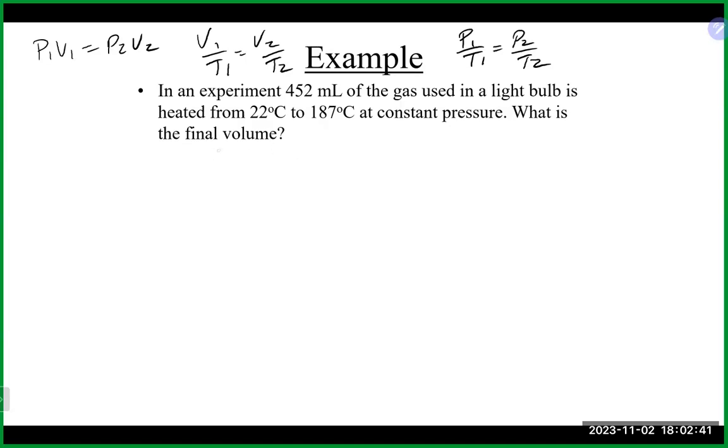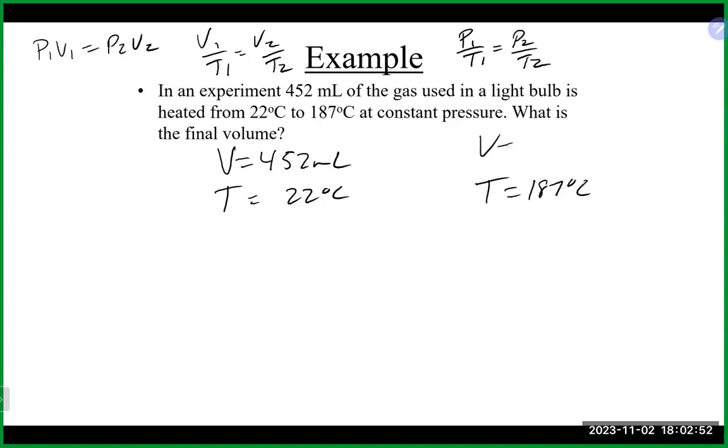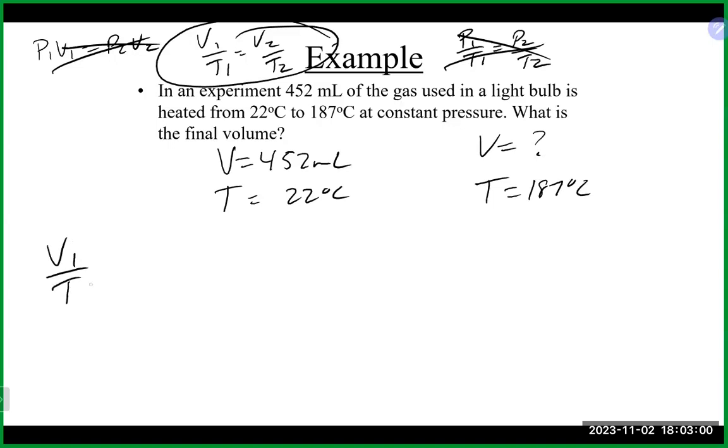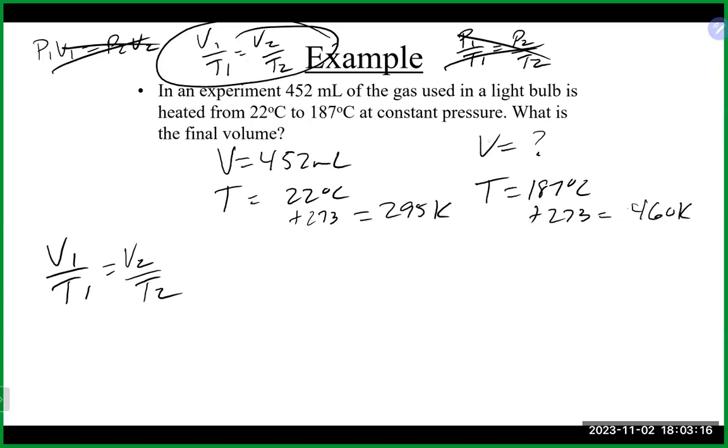Okay, so once again here, we have a volume of 452. We got a temperature that goes with that of 22 degrees Celsius, another temperature of 187, and we are looking for a volume. So once again, pretty much eliminates anybody with pressure. So it's going to be Charles' law again. Here, we do need to do conversions of both temperatures into Kelvin. So we got a 460 on this guy, and looks like a 295 on that one. Here, we're going to be solving for V2.